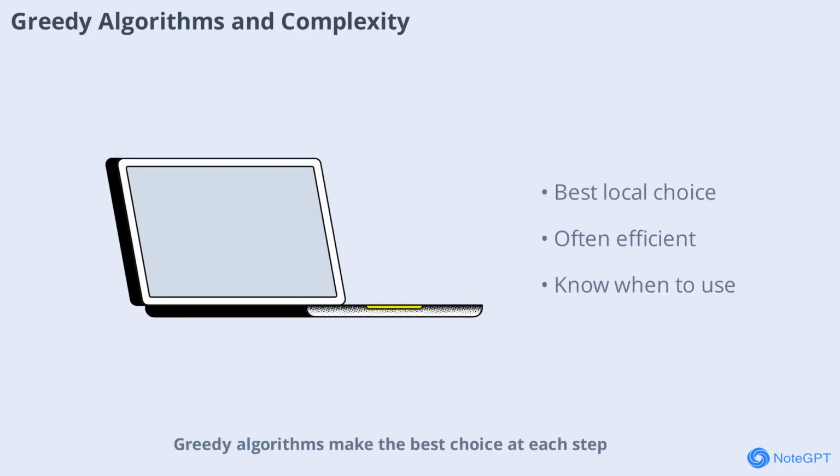Greedy algorithms make the best choice at each step, hoping to find the global optimum. Their time complexity varies, but many are efficient, like Dijkstra's shortest path algorithm. Understanding the complexity helps you know when greedy methods are practical.